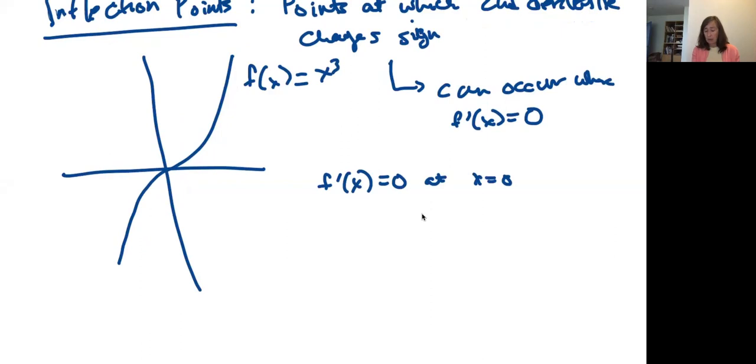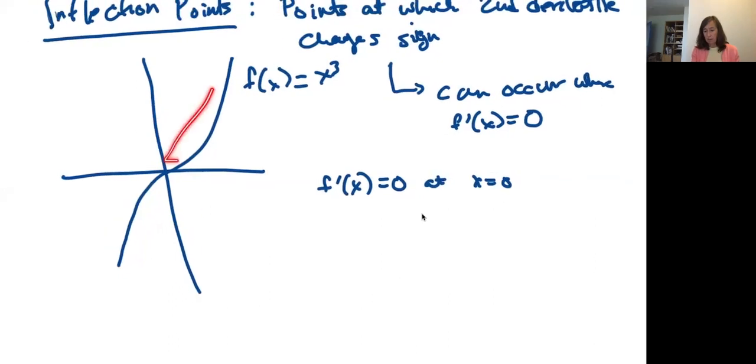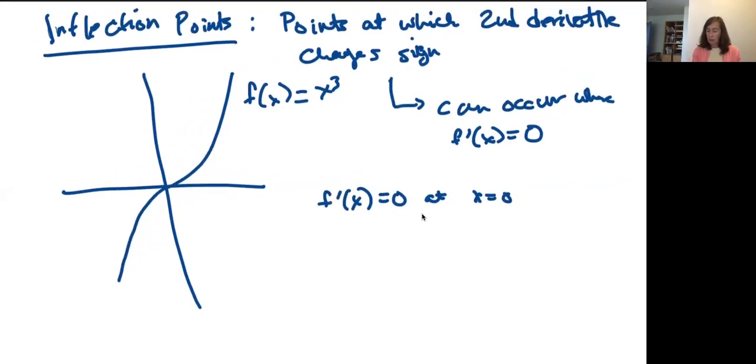But right here at x equals 0, it goes from being a concave function to a convex function. Convex: increasing first derivative, positive second derivative. So at this inflection point here, the second derivative changes from being negative to positive.